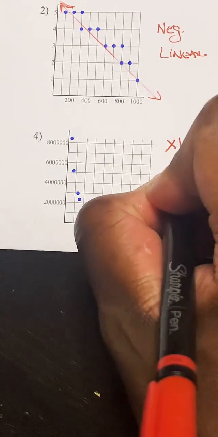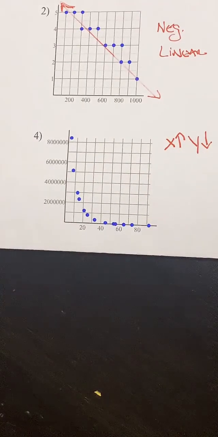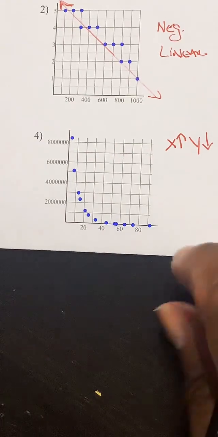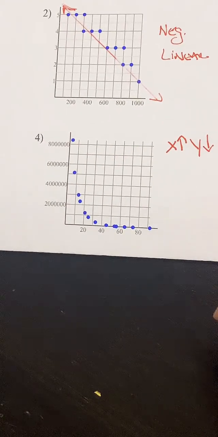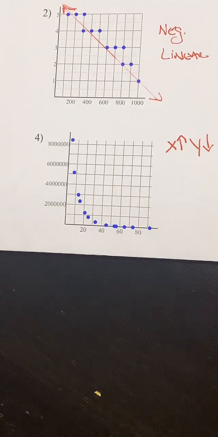And like I said, our X are always going up. Okay, my X's are always increasing. So if it's going down, what kind of correlation? So if it's trending down, what kind of correlation? Yep, it's curving. Good. It's going down. It's negative.